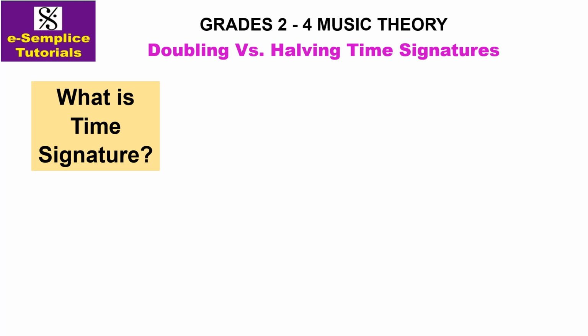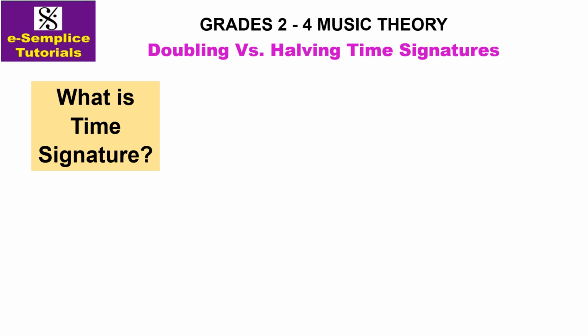In this video, we'll be considering the doubling versus the halving of time signatures, and it covers grades 2 to 4 music theory.